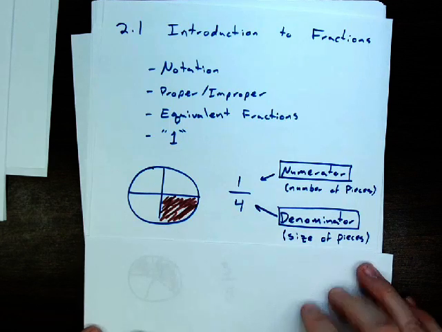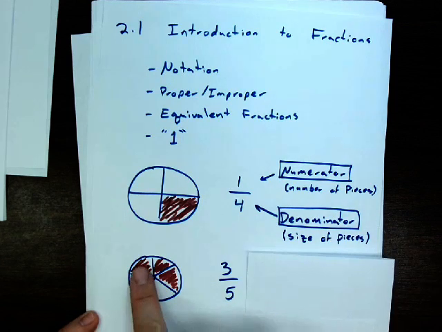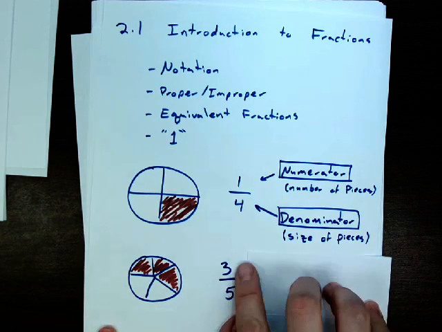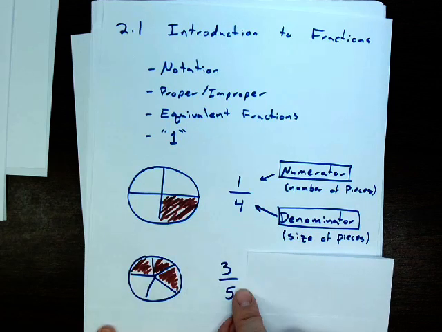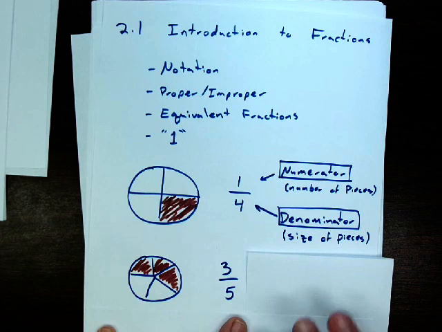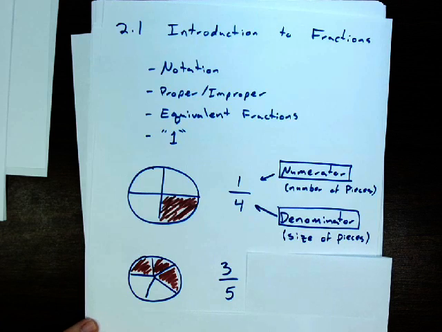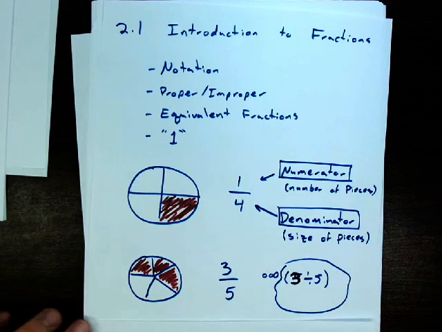Another thing that you can think of is, if I take a look at another one where I've got, say, 5 different pieces and I've got 3 of them, what I've got colored here is 3/5 of the circle. And one of the things to note is that every time we have a fraction, we have a division problem. So that 3/5 is equal to 3 divided by 5. You've seen this notation before. We did talk about that when we talked about doing some division questions.